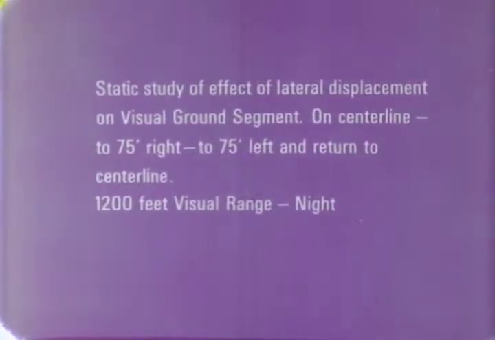Now a static study of the effect of lateral displacement on visual ground segment. On center line to 75 feet right, to 75 feet left, and return to center line. 1,200 feet visual range, night. Notice the perspective change as the aircraft moves off center line. This 75 feet displacement illustrated here would be farther off course than should be tolerated at decision height if a landing is to be made safely in 1200 RVR conditions.